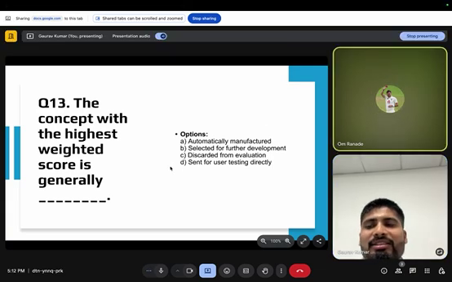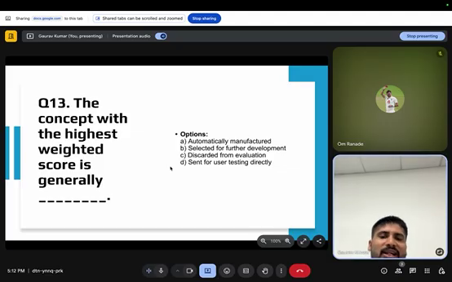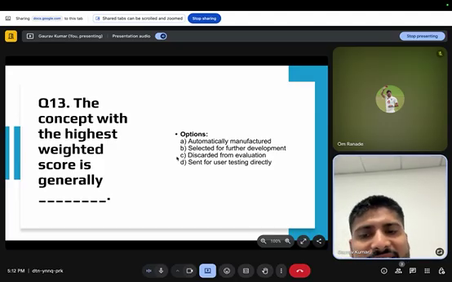Yes, correct. So after computations, the concept achieving the maximum total indicates the most balanced trade-off among all evaluation parameters. Such a concept becomes the primary candidate for detailed design, modeling, and prototyping. So the decision is not final but conditional, subject to validation in embodiment design and testing.